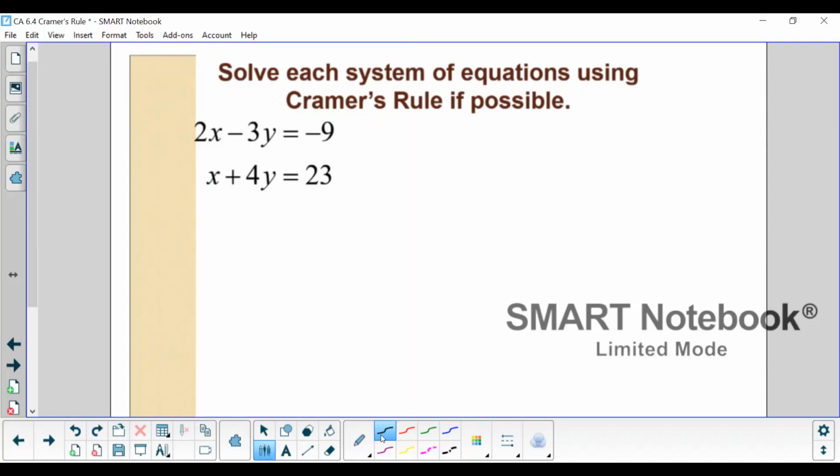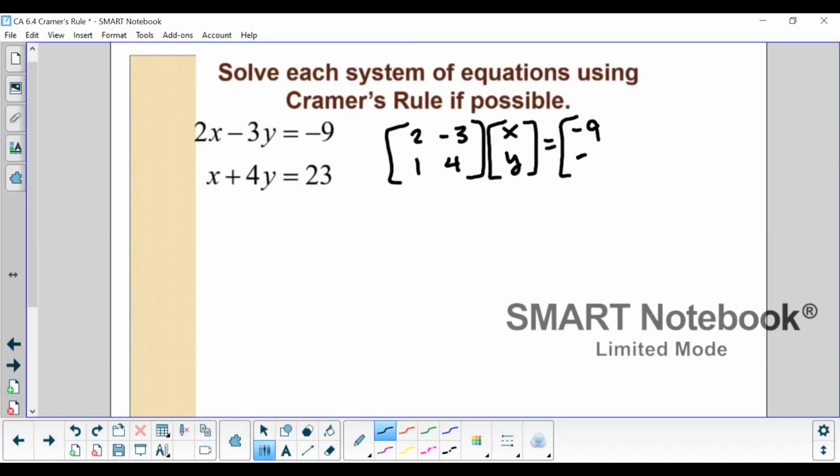All right, so the first thing I want you to do is to rewrite this in the matrix form that I showed you at the beginning of the lesson. So you want a coefficient matrix. The coefficients are the numbers in front of the x's and the y's. So 2, -3, 1, 4. And then you want your variable matrix next to that. And then the constants on the right side.